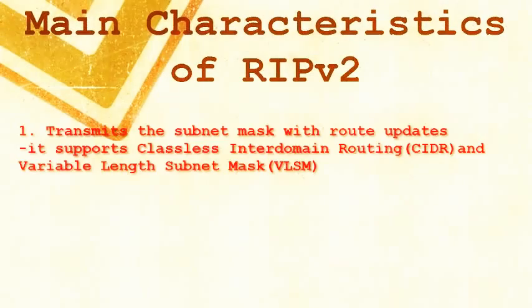Number 1. It transmits the subnet mask with route updates. Sending the subnet mask along with each route provides the means for supporting classless inter-domain routing, or CIDR, and also variable length subnet mask, or VLSM, summarization with small added manual configuration.